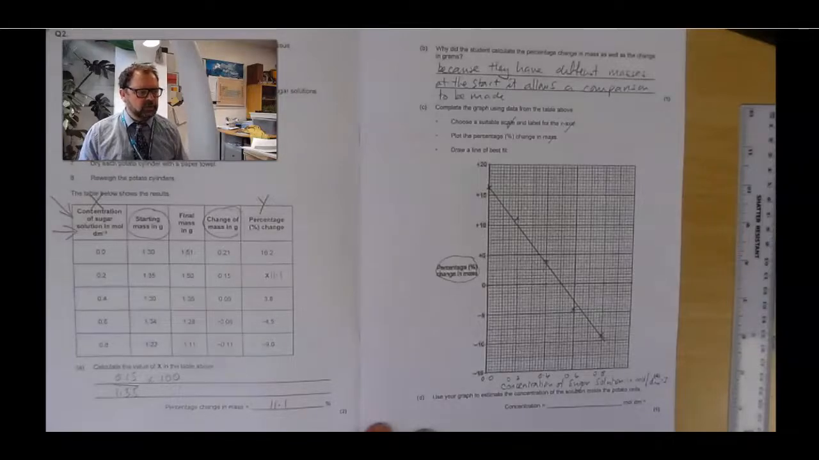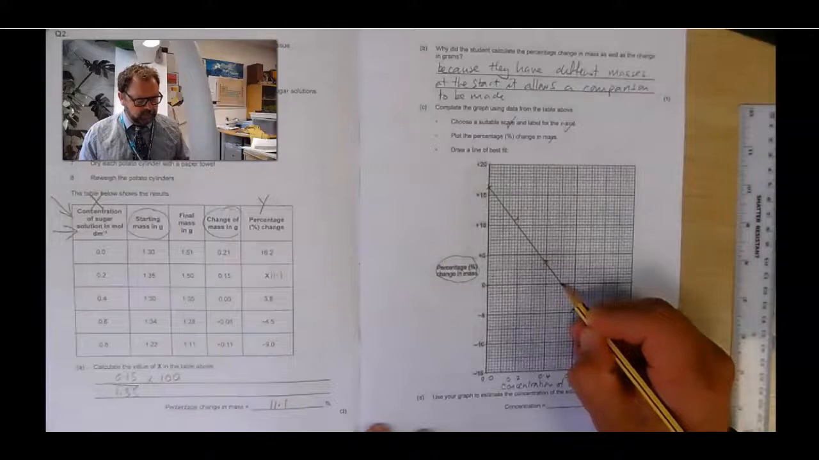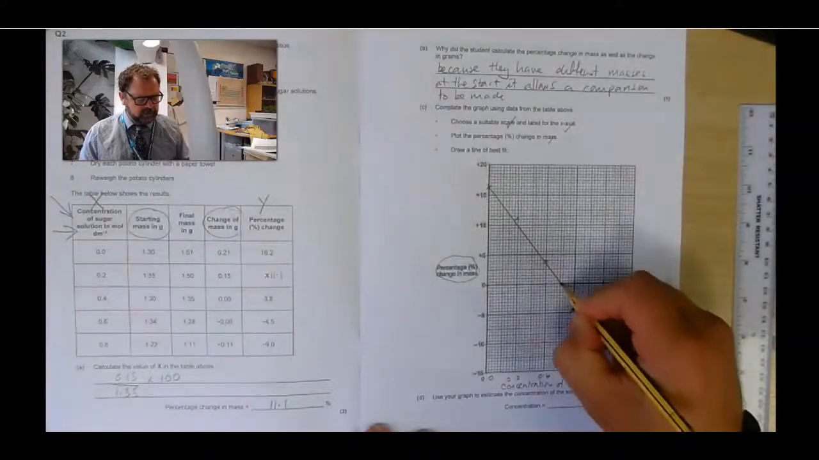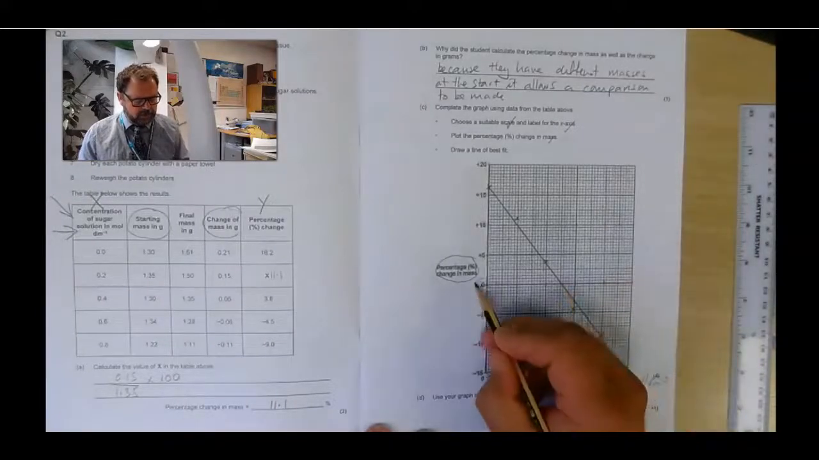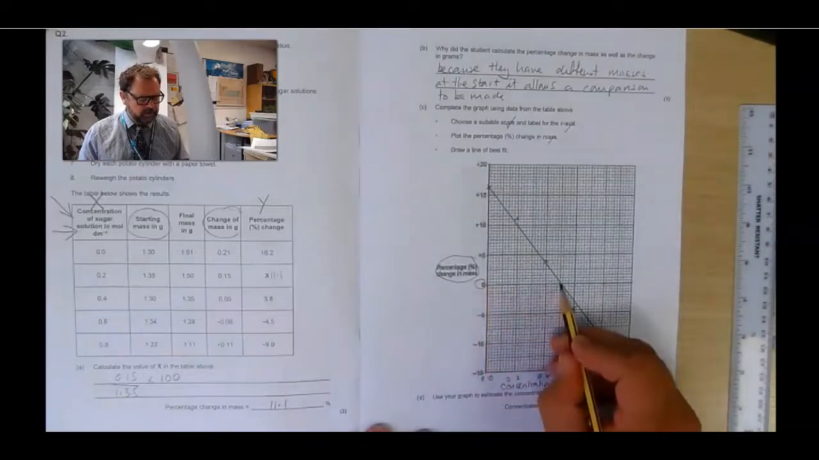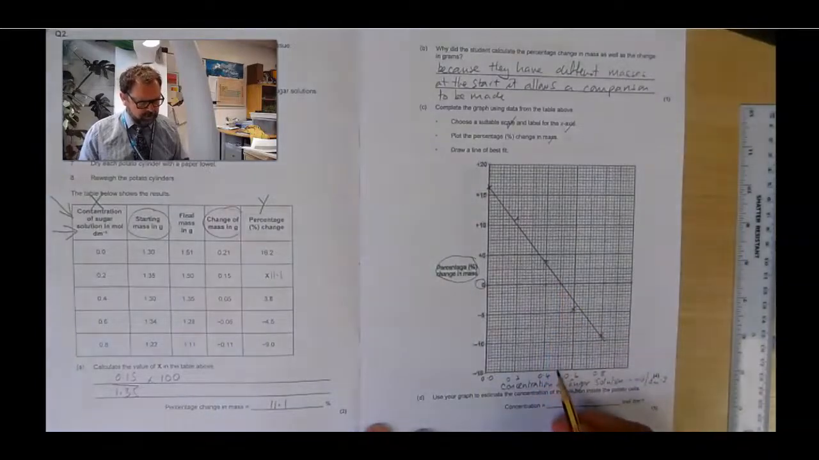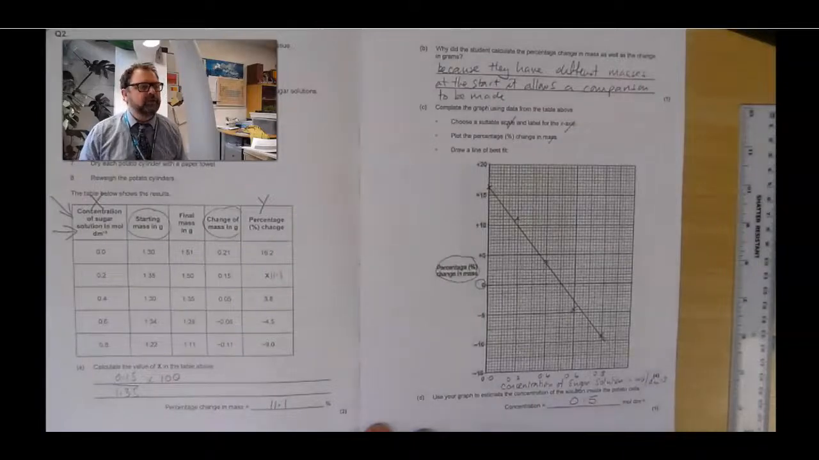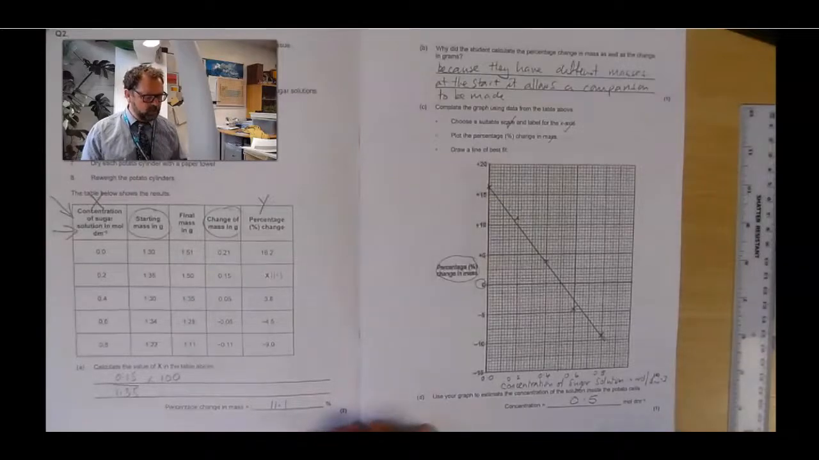So the isotonic point on my graph is where my line of best fit touches the 0 change in mass line. So it's this point here. And if I relate that to my scale, the concentration would be 0.5 moles per decimeter cubed. So if you've got an answer between 0.45 and 0.55, because everybody's lines of best fit will be slightly different, you will be within tolerance and get that mark.